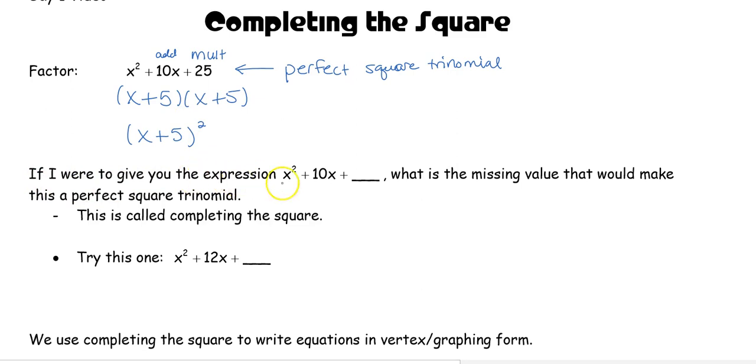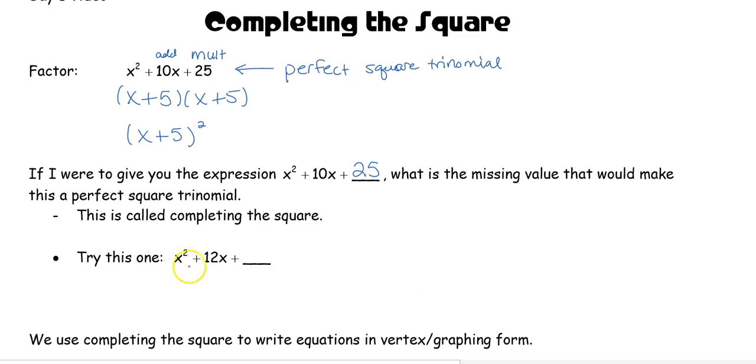So if I were to give you an expression, x squared plus 10x, and the third piece is missing, so I have the x squared, the x value. If I'm missing just that number, what is the missing value that would make it a perfect square trinomial? Well, we have this exact same one above, so we know that it's going to be 25, but we're going to work on finding that C value, that missing number that makes it a perfect square trinomial. Once we end up solving all of this and finding this missing value, that's called completing the square. So we are completing that perfect square trinomial.